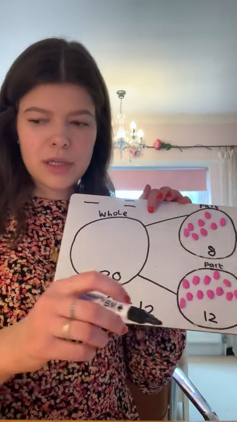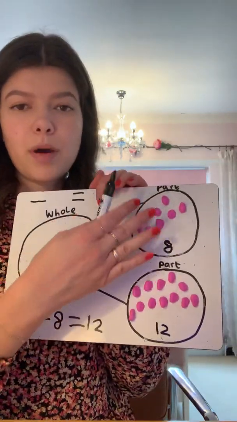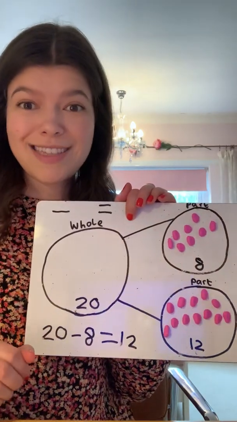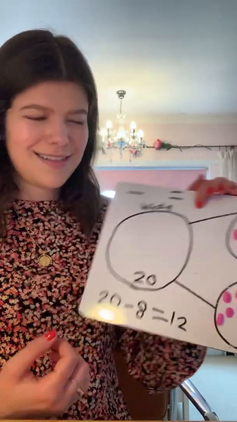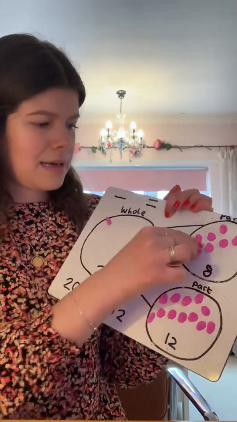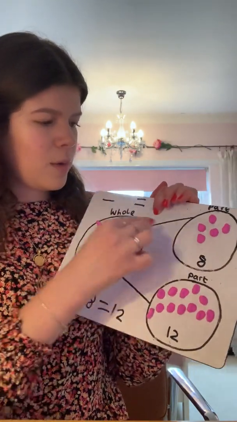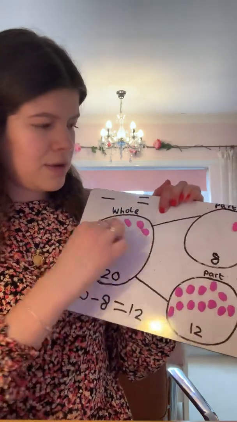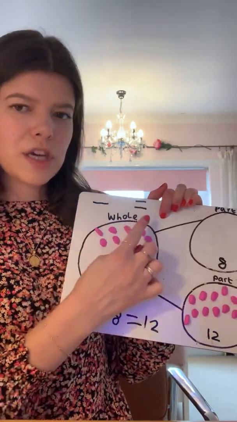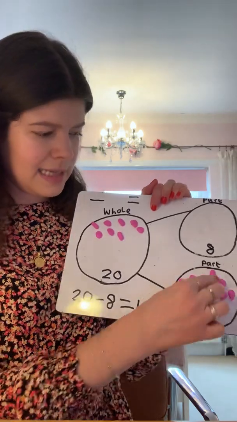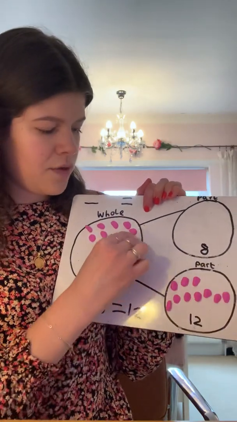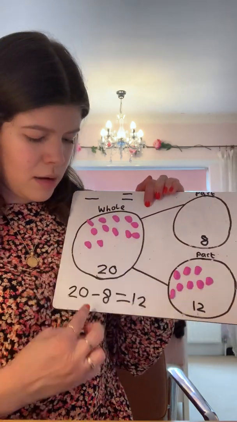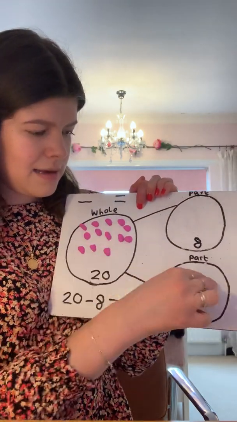Fantastic. Okay, so what I'm going to do now is move both of my parts back to the whole so we can subtract another number from 20, because I've already got one equation. Now, if you're not sure how to do the symbols, don't worry, you can just practice writing these numbers. And when you feel confident with that, you know how to find the numbers, then you can start putting the symbols in, okay?